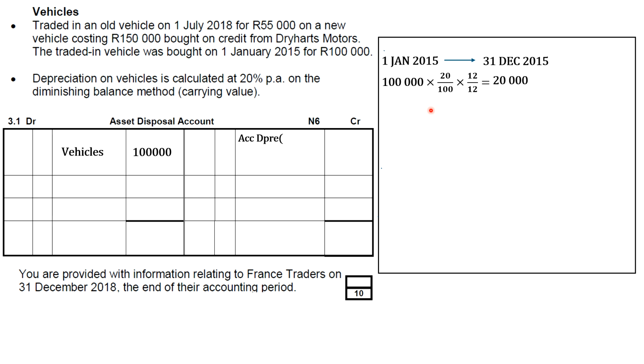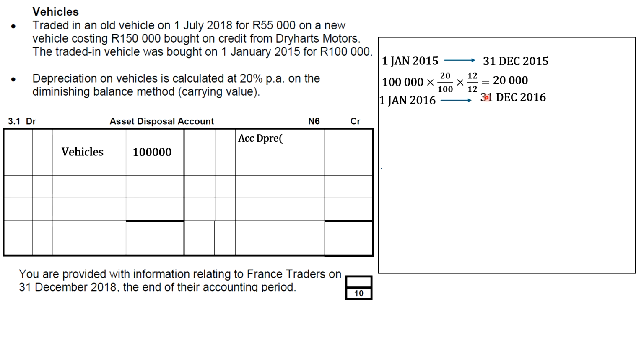Once you've done that, you move over to the next year. December 2015 was the end of the first year. 1 January 2016 is the new year. If it started 1 January 2016, it obviously ends on 31 December 2016. Now again, we calculate our depreciation, but in this case we have an accumulated depreciation. The 20,000 is going to function as our accumulated depreciation for the next year.